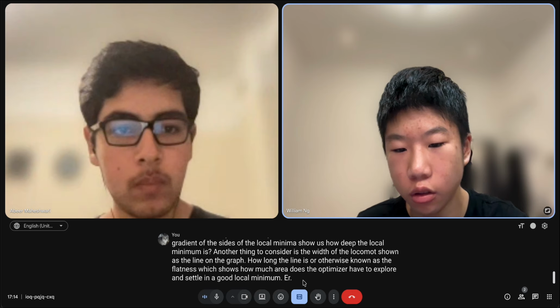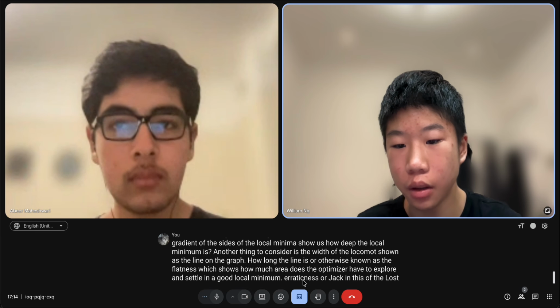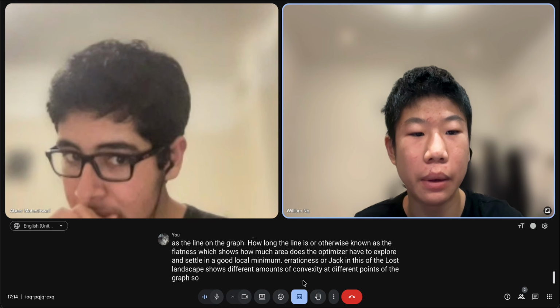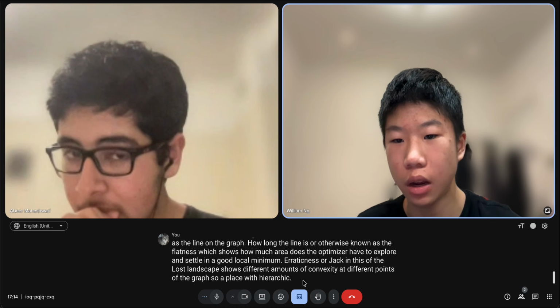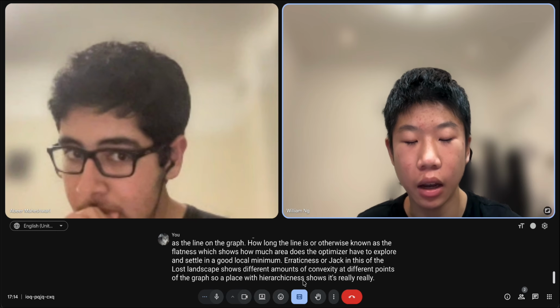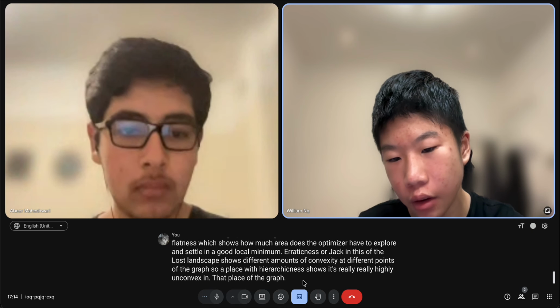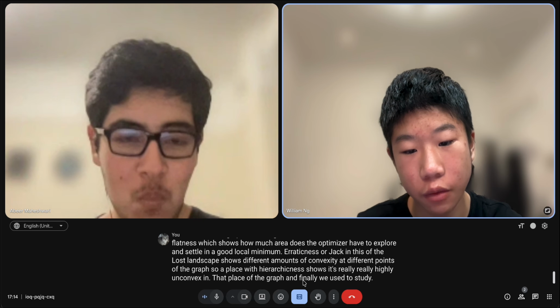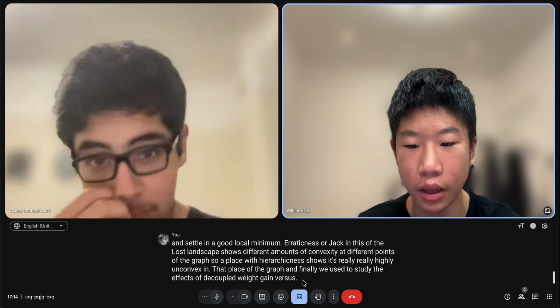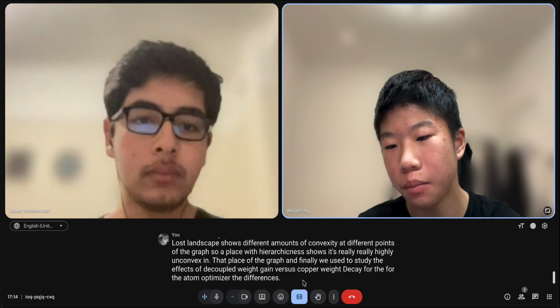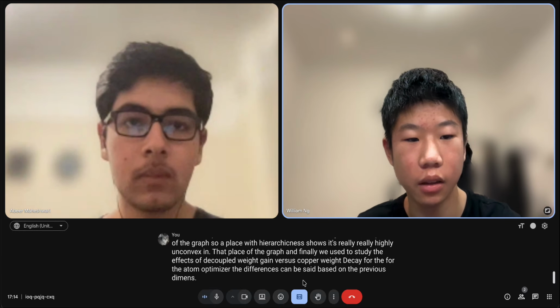The erraticness or jaggedness of the loss landscape shows different amounts of convexity at different points of the graph. So a place with high erraticness shows it's highly non-convex in that place of the graph. And finally, we also studied the effects of decoupled weight decay versus coupled weight decay for the ADAM optimizer. The differences can be described based on the previously mentioned phenomena.